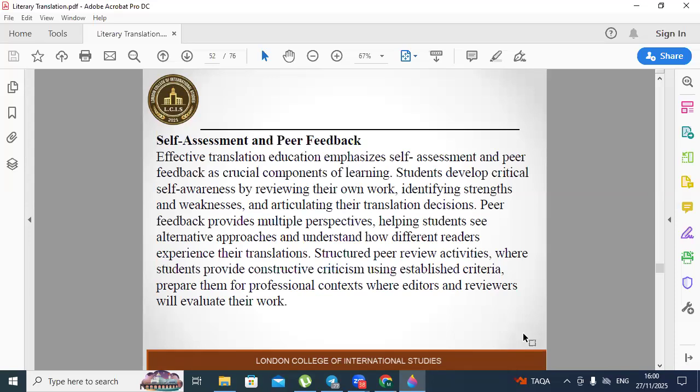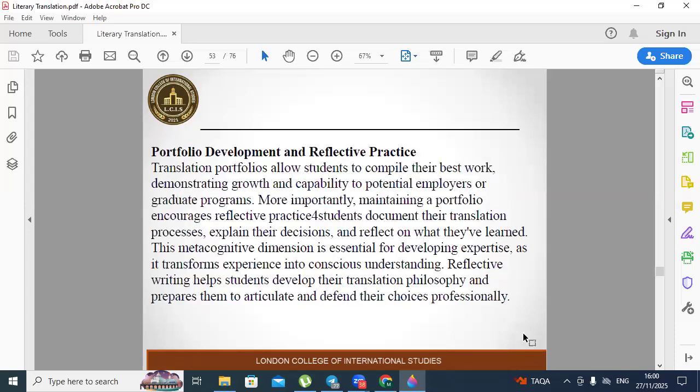Learning to receive criticism constructively is crucial. Professional translators must accept editorial feedback, consider reviewer suggestions, and revise their work based on other input. Now let's go to talk about portfolio development and reflective practice.